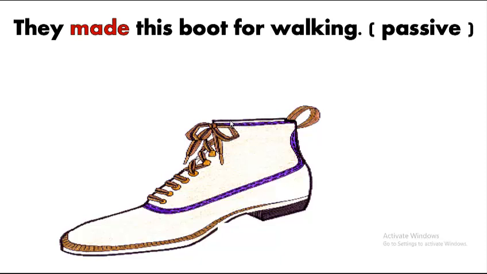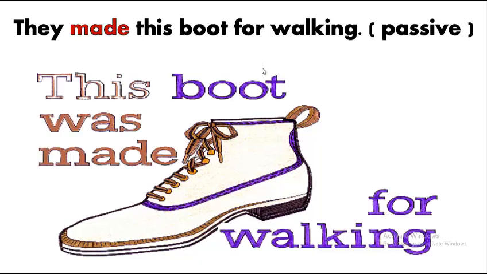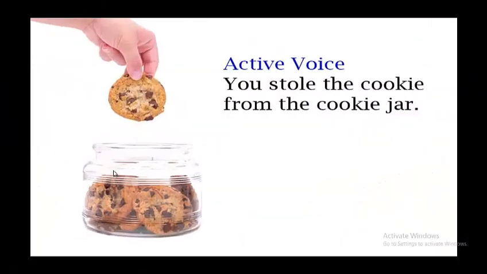Who can answer it, my dear students? Think carefully and answer. Let's see. Are you right? Look at the answer of the sentence. That's right. This boot was made for walking. We started with the object, this boot, followed by verb to be in the past was and the past participle made. What about the next sentence?